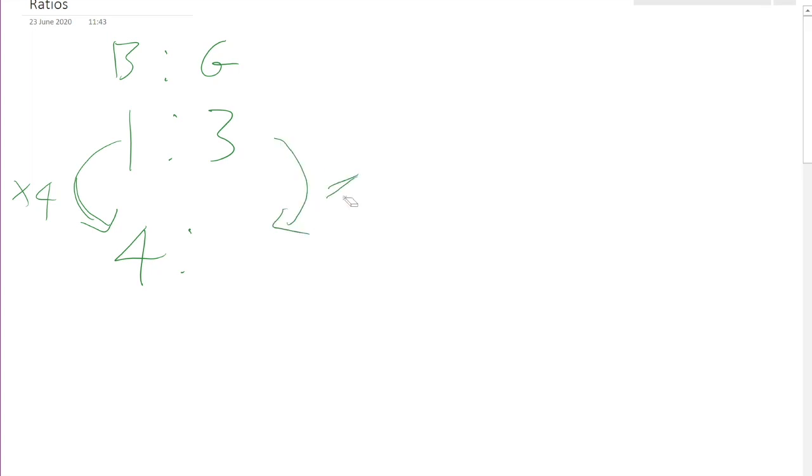Oh, my pen's being a bit slow today. And 3 times 4 is 12. So we find that 4 to 12 is an equivalent ratio, and therefore if there are 4 boys in the maths class, there are 12 girls.